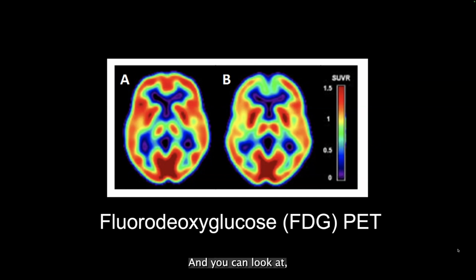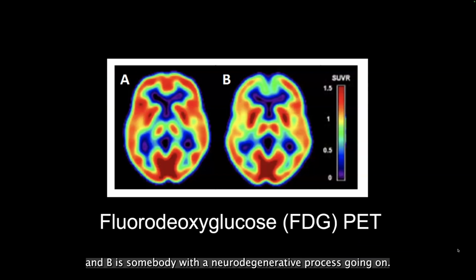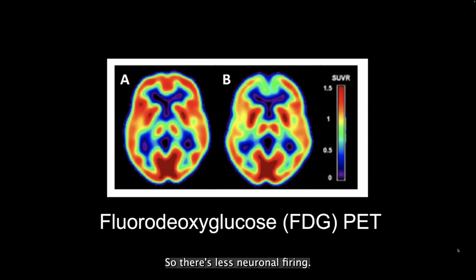And so there are more neurons firing in these areas. You can look at this as comparing A to B, where A is an individual who does not have Alzheimer's disease, and B is somebody with a neurodegenerative process going on. And we see reduced metabolism throughout the brain. So there's less neuronal firing.